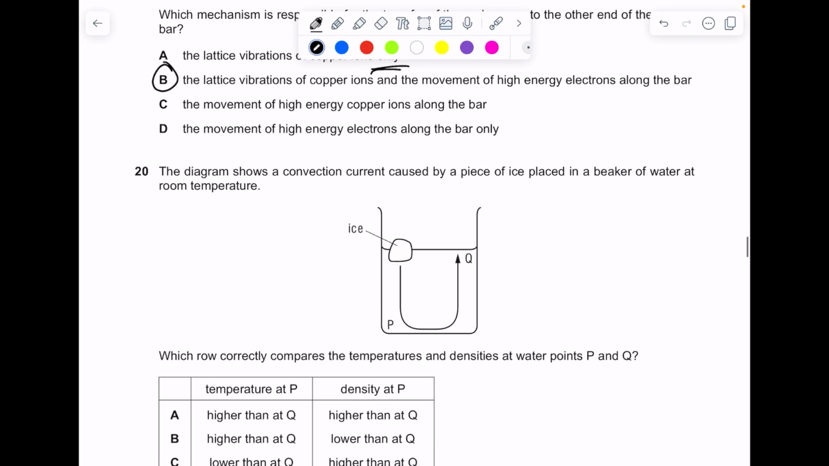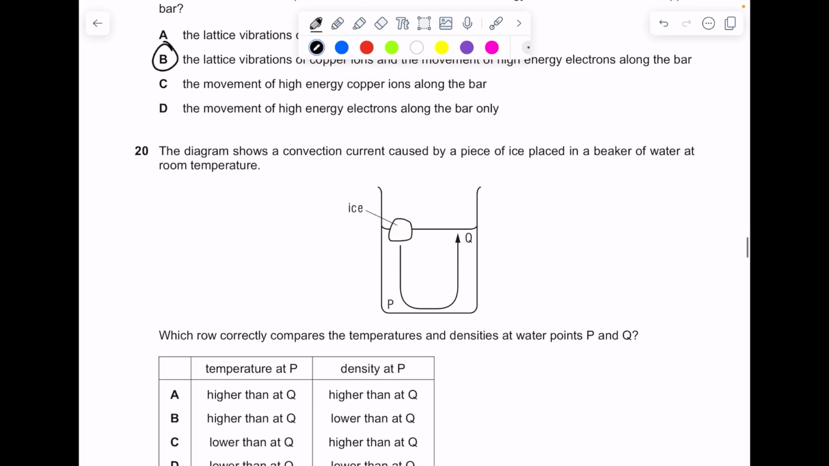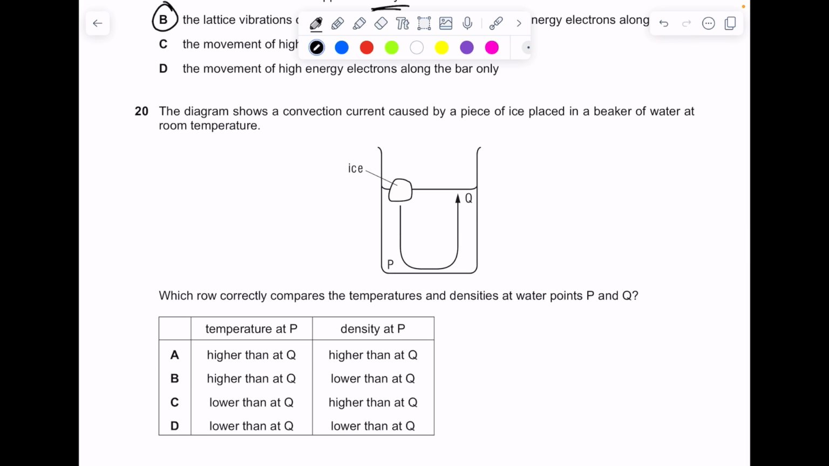The diagram shows a convection current caused by a piece of ice placed in a beaker of water at room temperature. Which row correctly compares the temperatures and densities at water points P and Q? So here, what's going to happen is that ice is going to cool the water, meaning that the particles get closer together so they get more dense and sink. So at P, we'd expect it to be colder and denser. And then as it warms up slightly when it gets to Q and the particles spread out, it becomes less dense and warmer.